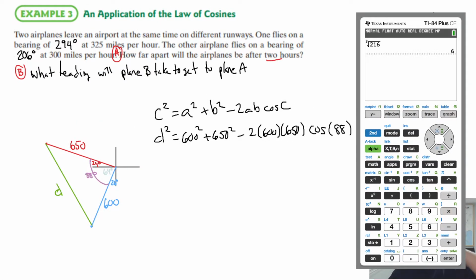Okay, there's the calculator. Again, you can just type this straight into the calculator. So this should be the easy part. We're going to go 600 squared plus 650 squared minus 2 times 600 times 650 times cosine of 88. Then just hit enter and you get that number. Then just take the square root of that, so raise that to the power of 0.5. So I'm getting 869 point blah blah blah.